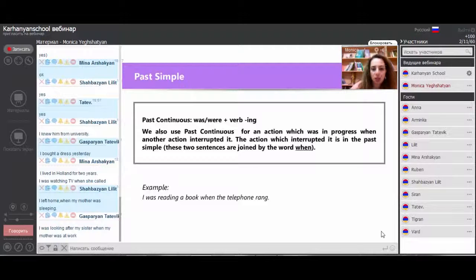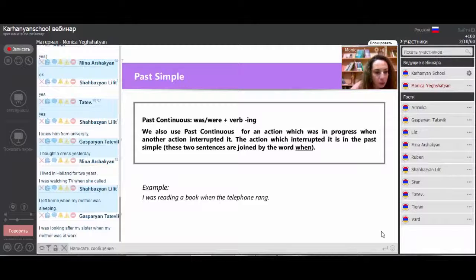We use past continuous for an action which was in progress when another action interrupted it. The action which interrupted we use in a past simple. We use two sentences and we join these two sentences with the word when. I was reading a book when the telephone rang. Tatevik has already written: I was looking after my sister when my mother was at work.